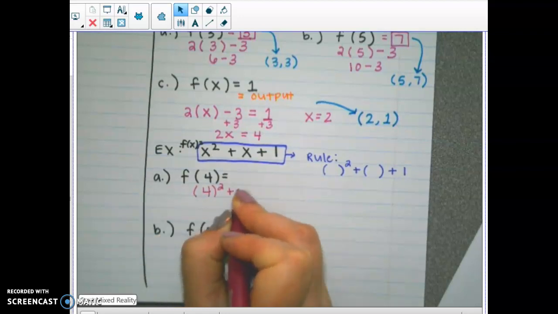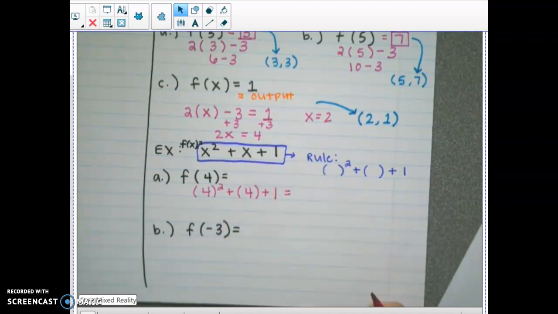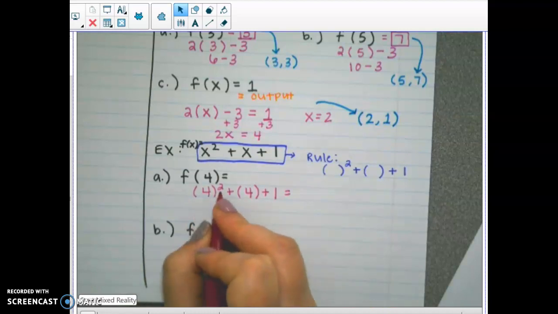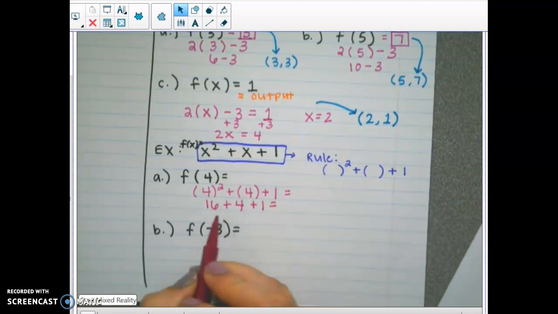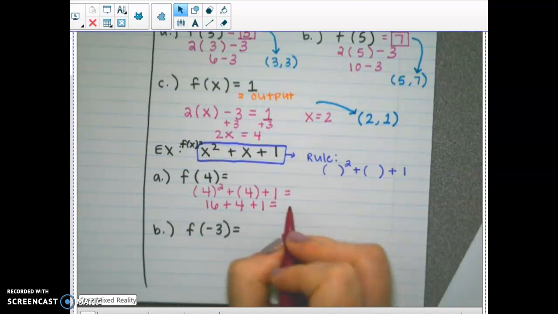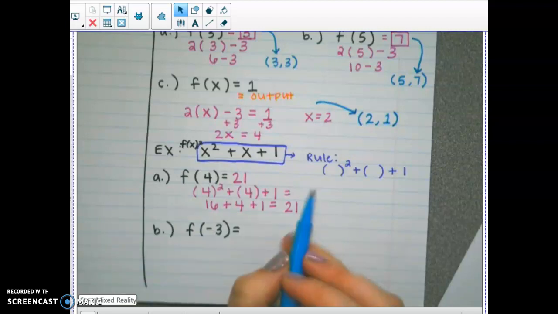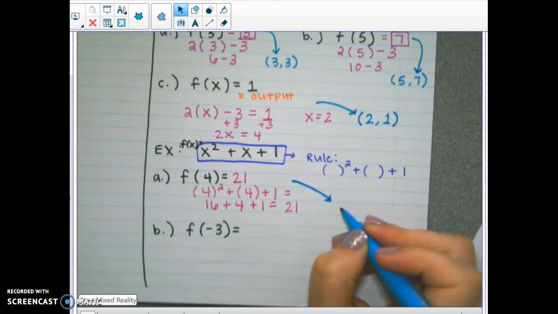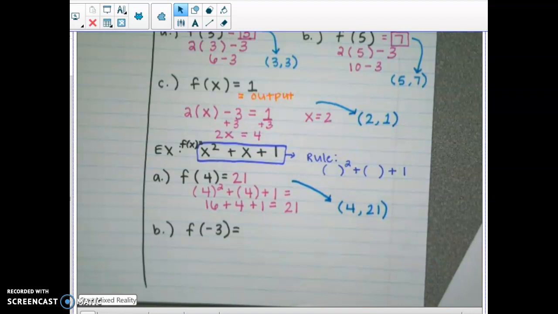4 squared plus 4 plus 1. So 4 squared means 4 times 4. 4 times 4 is 16. 16 plus 4 is 20. 20 plus 1 is 21. So f of 4 is 21. And again, if I wanted to try to graph this function so that I could start seeing what shape it would make, when my x was 4, my y was 21. When I plugged in 4, my output was 21.